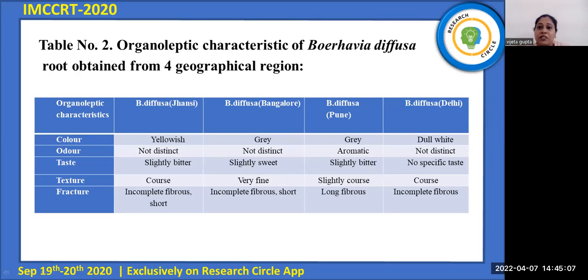Taste is slightly bitter in Jhansi. In Bangalore, it is slightly sweet. Pune is slightly bitter, and in Delhi, no specific taste is there. Texture: coarse in the Jhansi region, very fine in the Bangalore region, slightly coarse in the Pune region, and coarse in the Delhi region. Fracture: in the Jhansi region, incomplete fibrous shots are there. Similarly, in Bangalore and Pune, long fibers are there, but in the Delhi region, incomplete fibers are there.